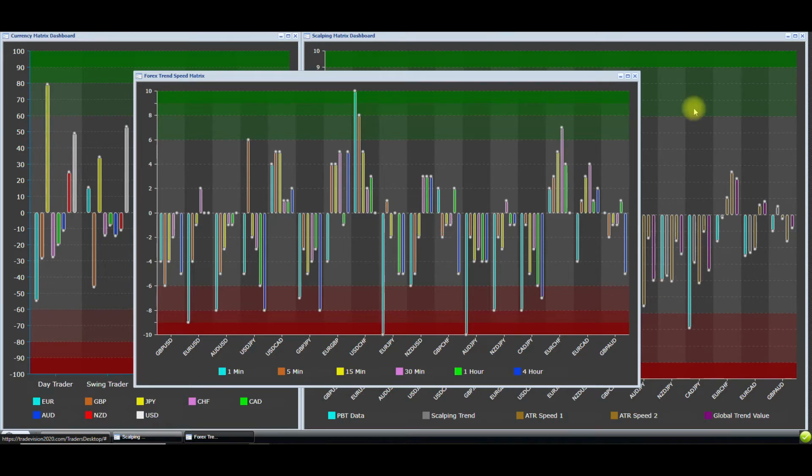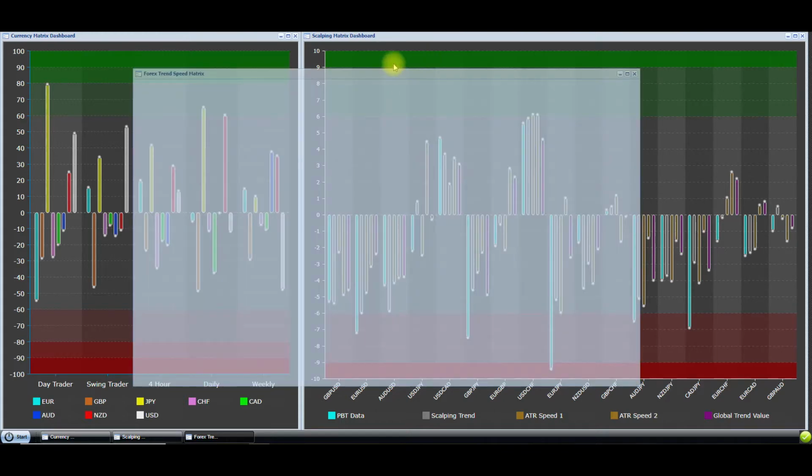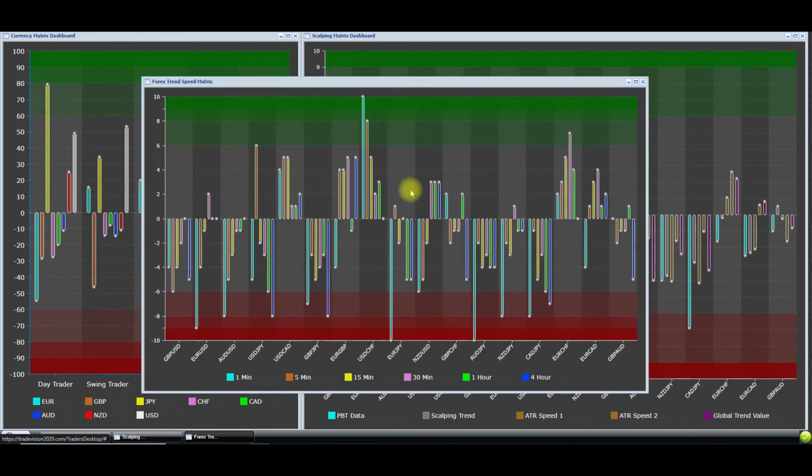Right, I can look at the scalping dashboard, and it's not primarily just a scalping tool. I'll explain that in a minute, but that's sort of its nickname over the years, so it kind of stuck. So we've kept it, but it's more than just a scalping matrix. But I can extrapolate most of this data just by watching what's going on over here.